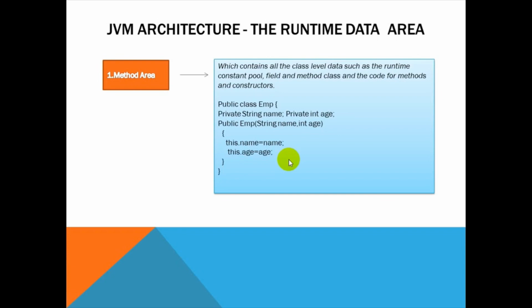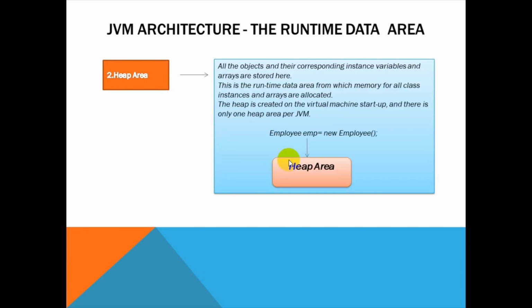For example, assume that we have a class definition where we have a class called Employee with two variables, String name and int age. We also have a public constructor for Employee which takes these two variables and creates a new instance of Employee. In this example, the class level variables such as name and age and the constructor details are loaded into the method area.